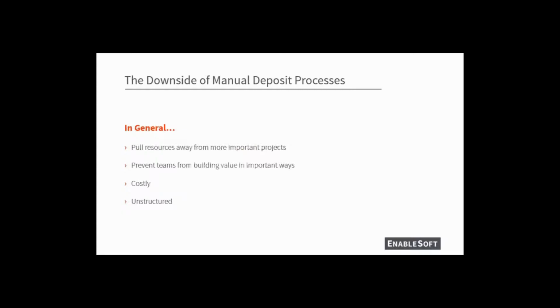So we're doing all of these things, and we're doing them manually, and we've probably always done them this way. But what's the downside? Well, we ask our customers, what do they experience when they're doing processes like these sorts of things manually in their back office? And in general, they tell us that doing these tasks manually pulls resources away from more important projects, usually things like serving customers or improving the time to market for new products, prevents your teams from building value in very important ways, really those ways that we just talked about.